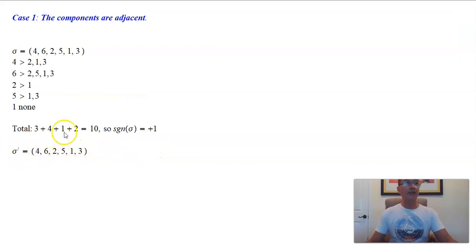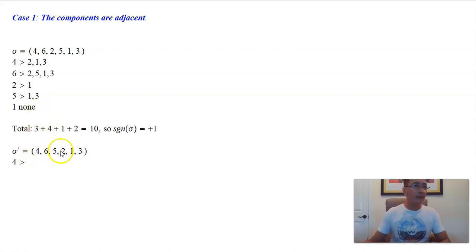Okay, so we have to make a new permutation from sigma. We just have to pick any two components next to each other and switch them. So we can pick 4 and 6, or 6 and 2, or 2 and 5, or 5 and 1, or 1 and 3. Okay, any of those 5 pairs. How about we pick 2 and 5? Okay, so this is now going to be 5, and this is now going to be 2. Okay, so let's list down the inversions just like before.